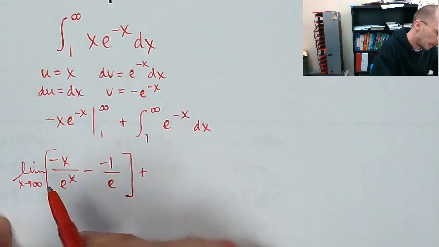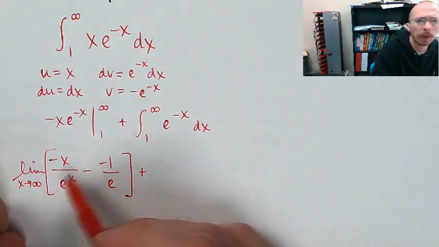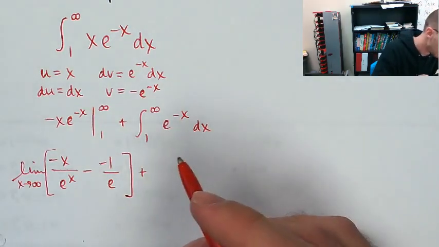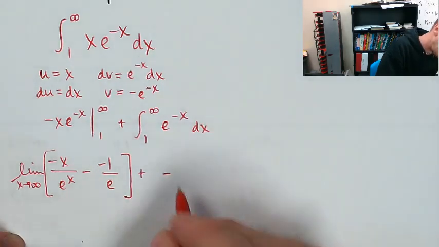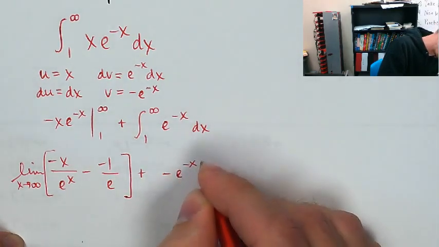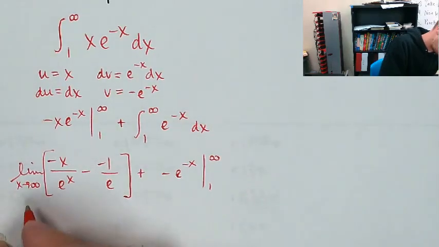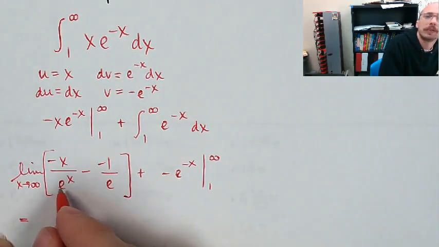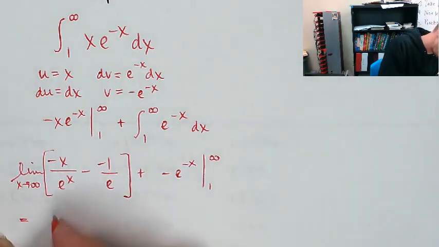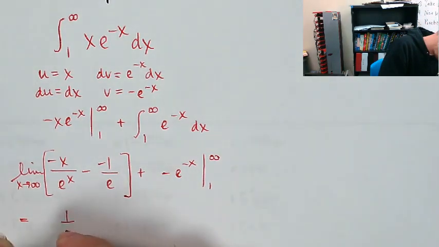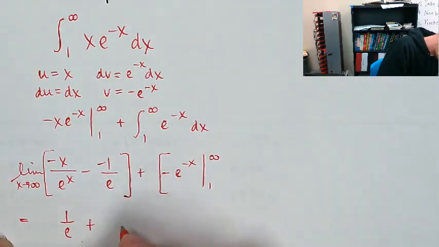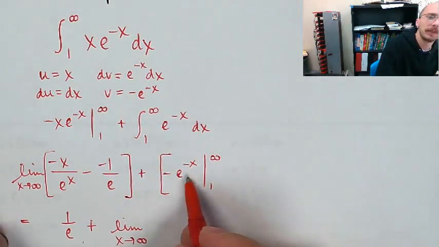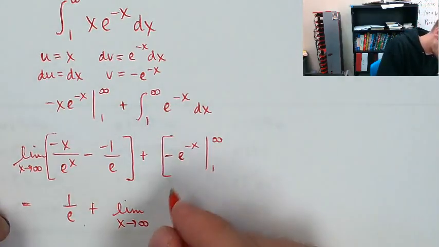Okay, plus, and then now that limit is going to exist, so I feel pretty good about this, but I don't know, maybe you don't remember if this is going to converge or diverge. We're going to find an antiderivative. That's negative e to the negative x from 1 to infinity. Now, this limit is 0 because e to the x grows much faster than negative x. So 0 plus 1 over e, okay, plus the limit as x approaches infinity of negative e to the negative x, that's like negative 1 over e to the x.